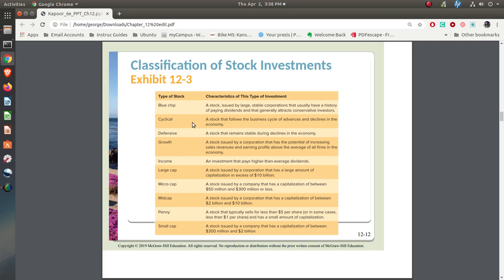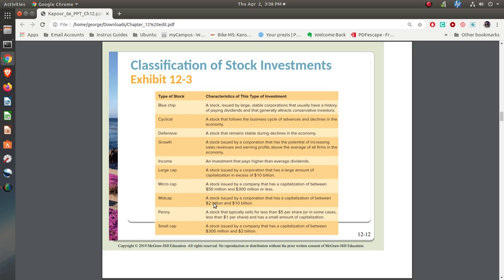Then you hear about caps, okay? Large cap, mid cap, small cap, and micro cap. Cap is short for capitalization. In other words, it's kind of the net worth or the value of that organization. A large cap is in excess of $10 billion. It's a big company and it has a lot of net worth.